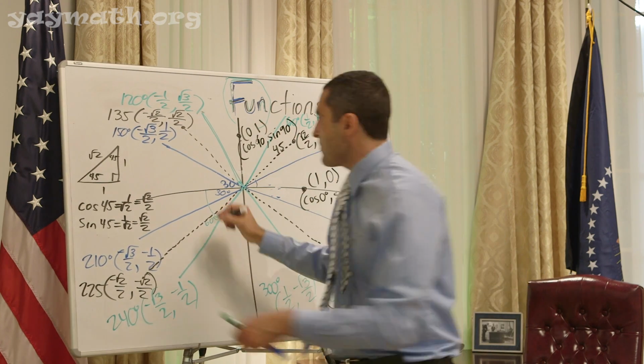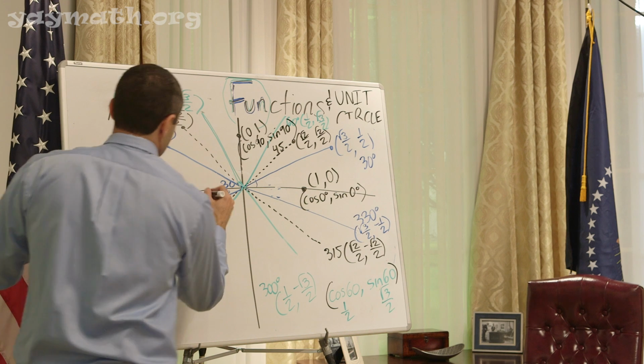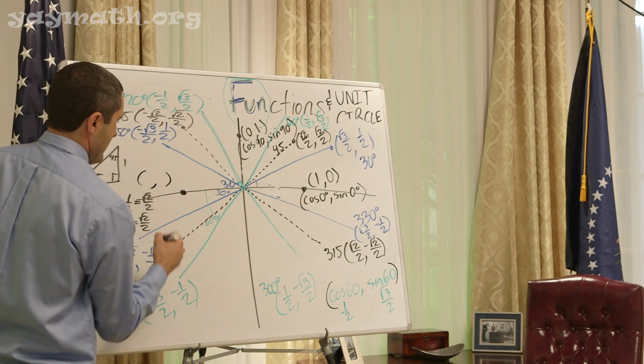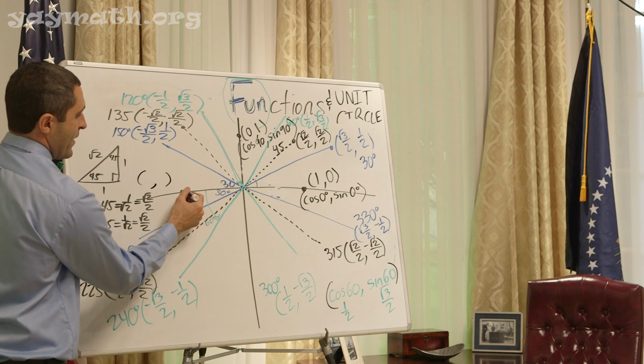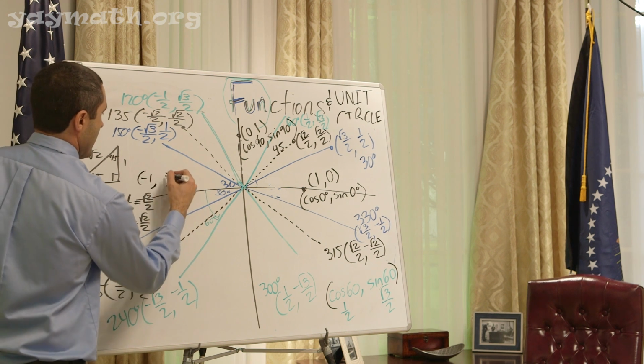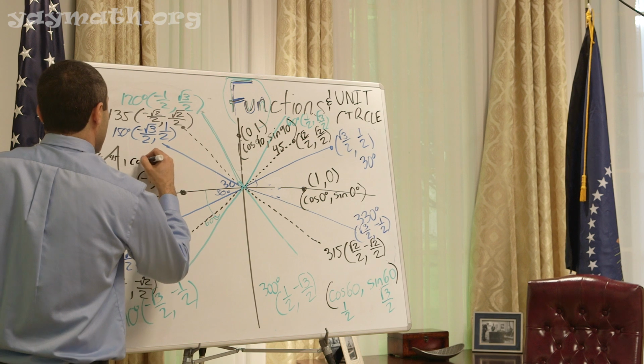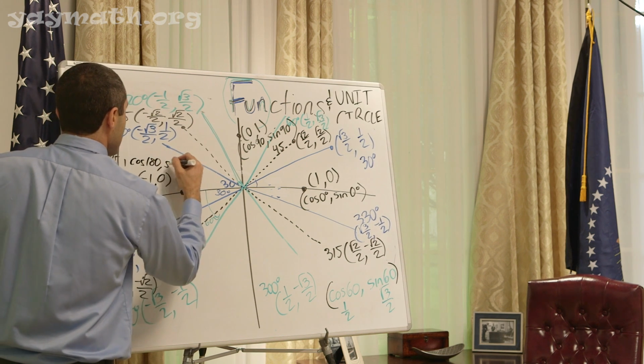What is this point? The point is negative 1, 0. Very good. And what is the angle? The angle is 180. Good job. Okay, I got this. Cosine of 180. Sine of 180.